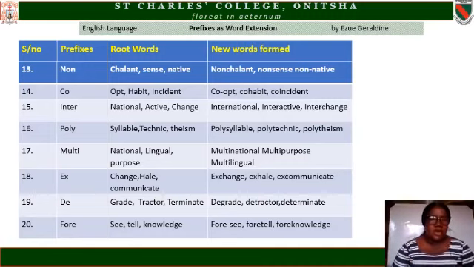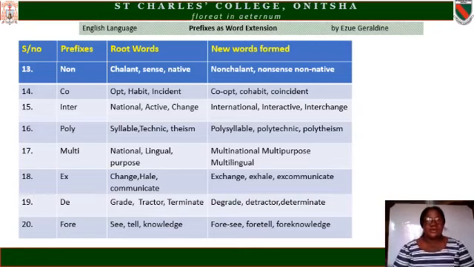If we add co to opt, habits, and incidents, it gives us co-opt, cohabits, and coincidence. Then we have inter. Inter means between. So when we add inter to national, active, and change, we have international, interactive, and interchange.